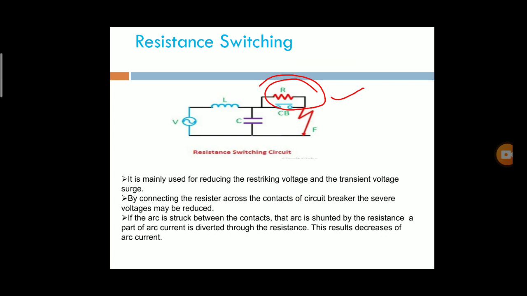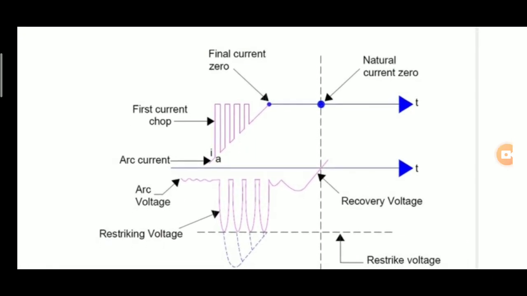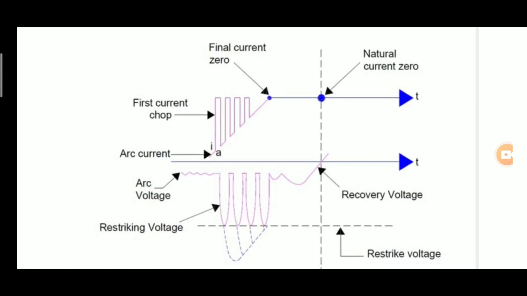In the previous class we discussed how the arc is produced, what the arc extinction parameters are, how that arc is extinguished, what the arc phenomena are, and which properties are used to initialize the arc phenomena process. In the present class I am explaining the use of resistance switching and how current chopping occurs, with a clear explanation by using this graph.